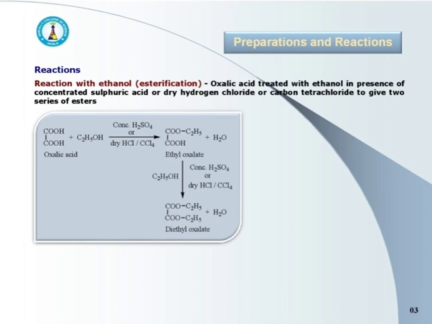Watch the reaction. Oxalic acid reacts with ethanol in presence of concentrated H2SO4 or HCl or CCl4 to form ethyl oxalate with removal of water. This ethyl oxalate again reacts with a second molecule of ethanol to give diethyl oxalate. This is the process of esterification, where initially oxalic acid gets converted to ethyl oxalate and then to diethyl oxalate.